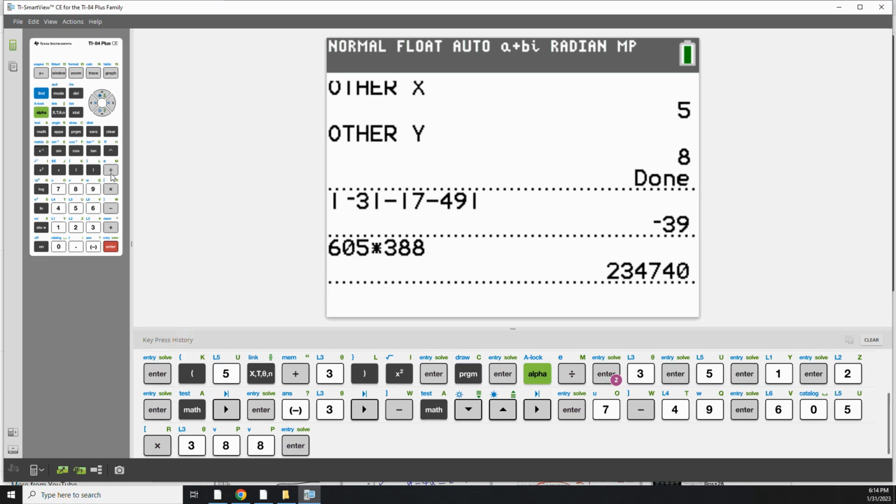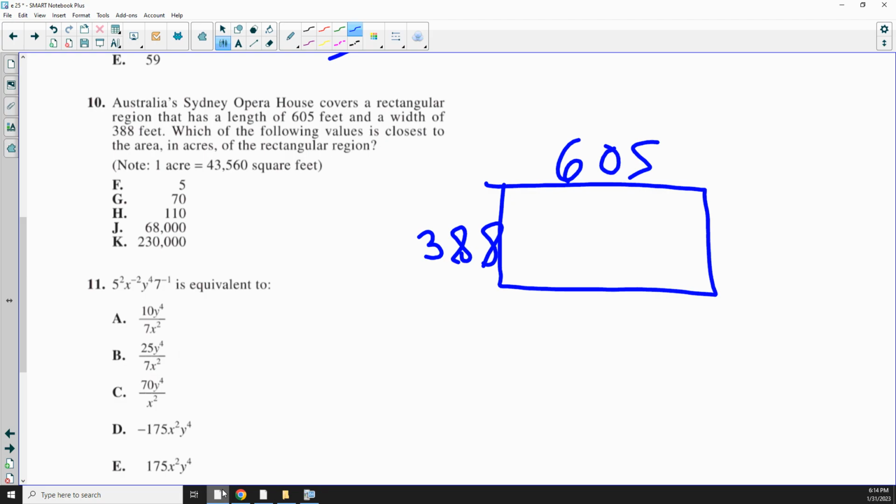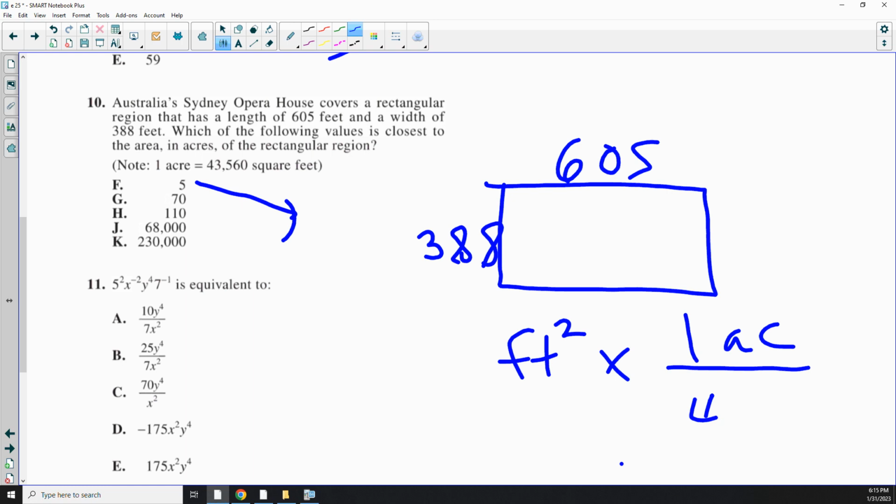43,560. So we divide by 43,560 to get the answer. 5.4 acres. Now let's make sure we have the right answer here. It's going to be 5, closest to the pin. So, of course, when you did the area, you would get the area in feet squared, and then you would times it by the ratio 1 acre is 43,560 feet squared. That's how you know you're dividing.